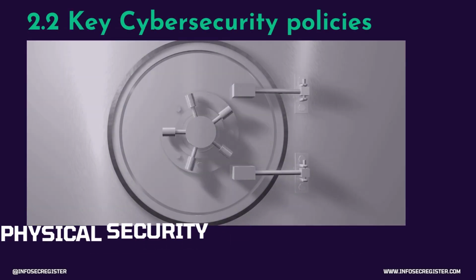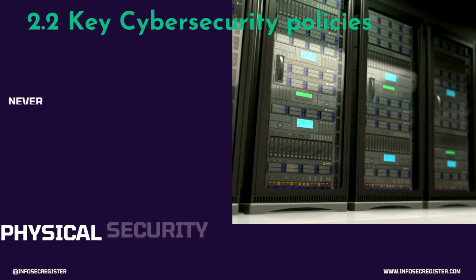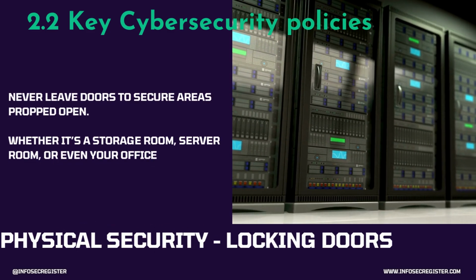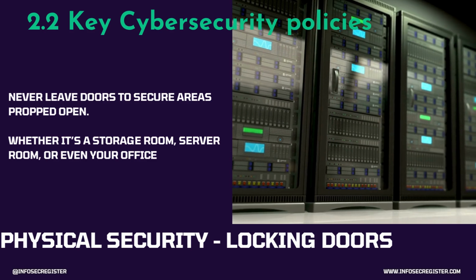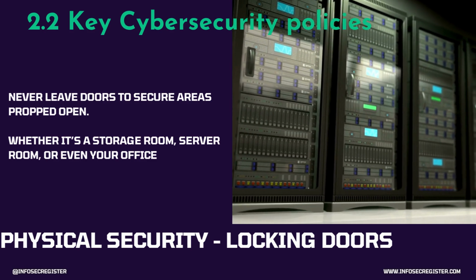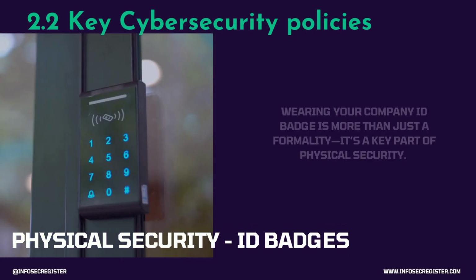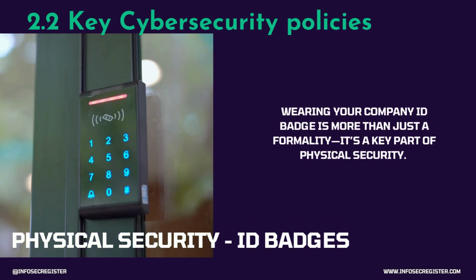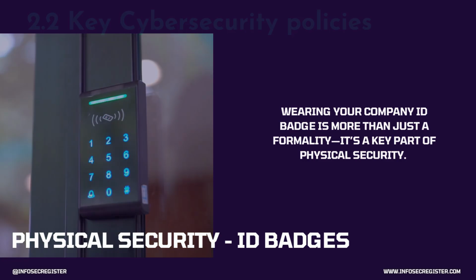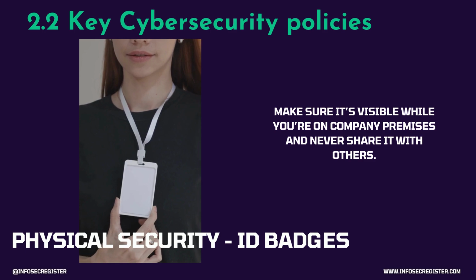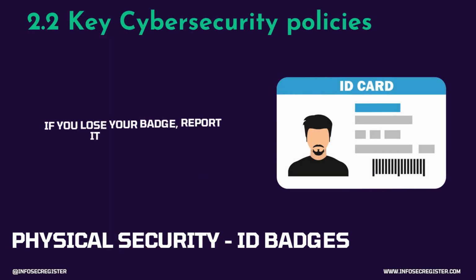2. Locking doors. Never leave doors to secure areas propped open. Whether it's a storage room, server room, or even your office, keeping doors closed and locked helps prevent unauthorized access. 3. ID badges. Wearing your company ID badge is more than just a formality. It's a key part of physical security. Make sure it's visible while you're on company premises and never share it with others. If you lose your badge, report it immediately.